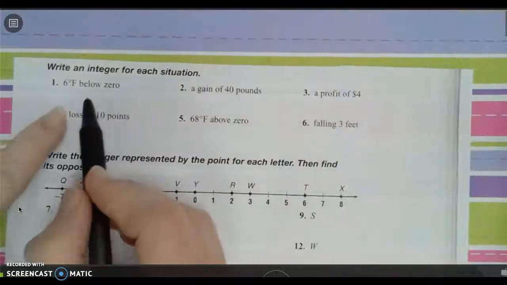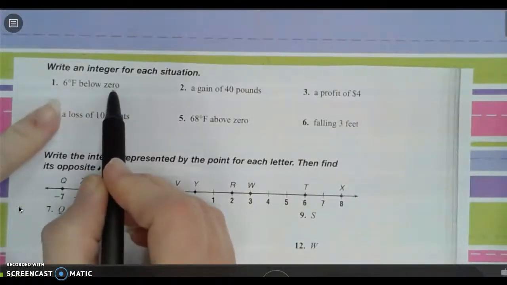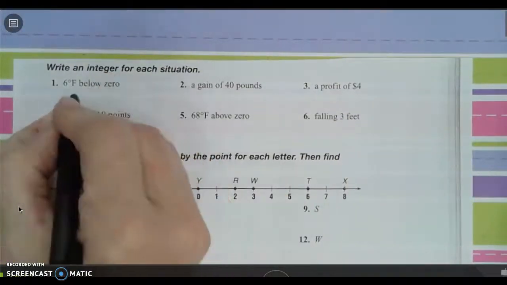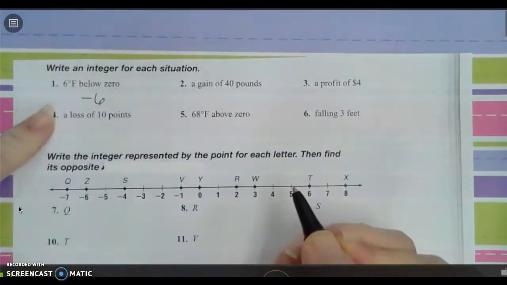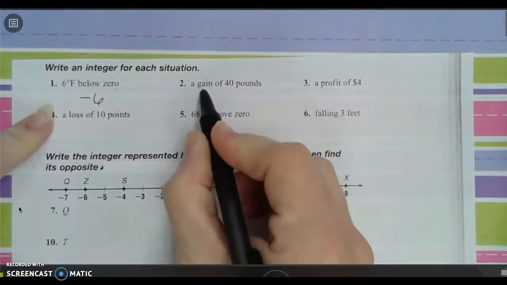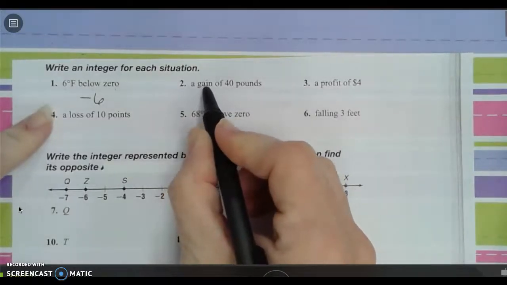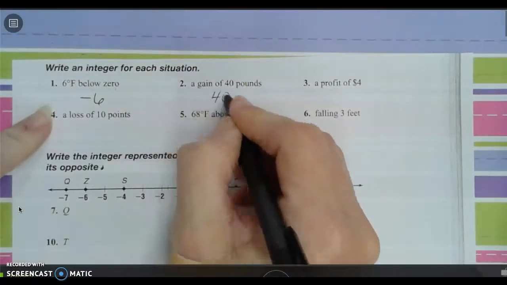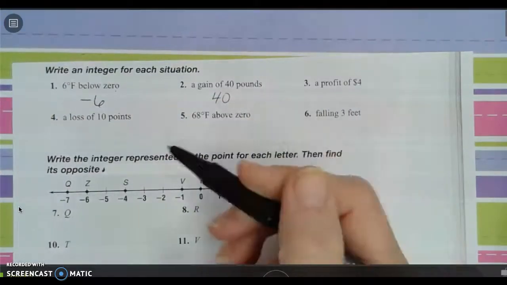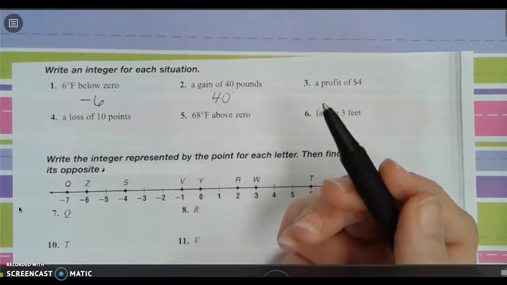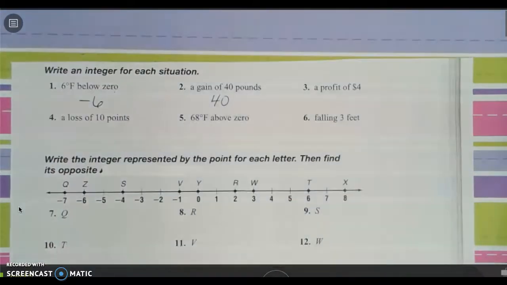So if you think of below 0, we just said below 0 would be a negative. So 6 degrees Fahrenheit below 0 would be a negative 6. A gain of 40 yards, if you gain, that would be a positive. Now, we do not have to put a positive sign for positive numbers because if there's no negative, it is just considered to be positive numbers. So we don't have to put a little plus sign there.